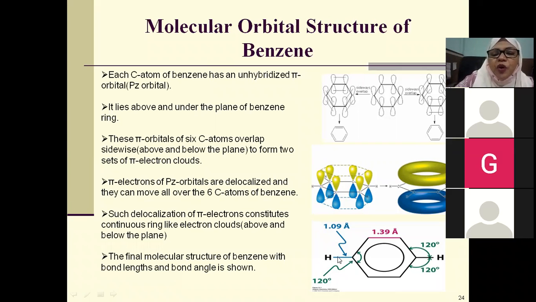is 1.39 angstrom, and the carbon-hydrogen bond length is 1.09 angstrom. Okay, so if you want to show this bond angle and bond length, you can show it in this way by writing the benzene ring.